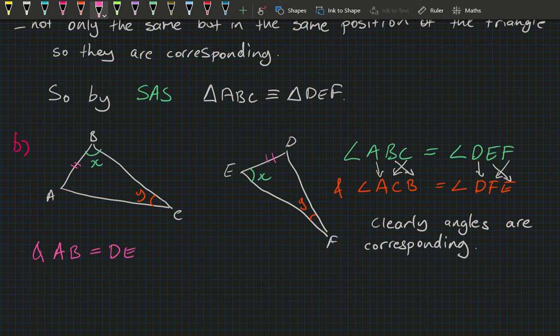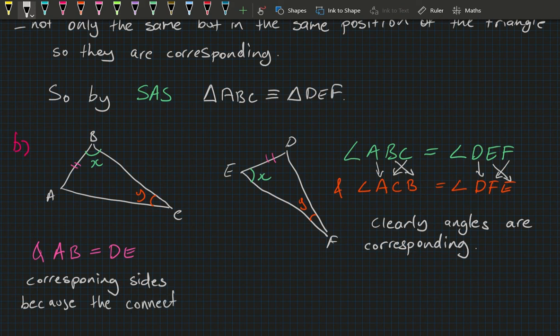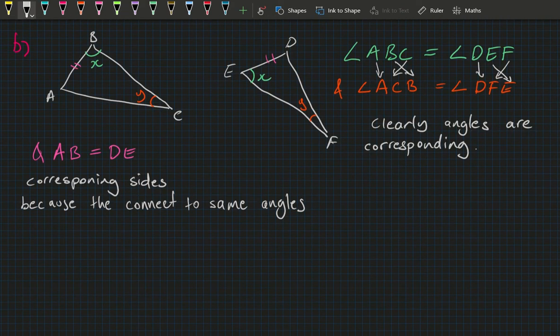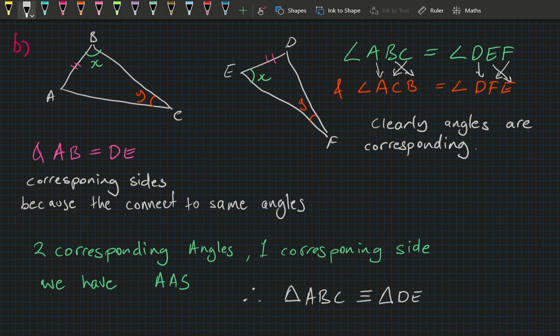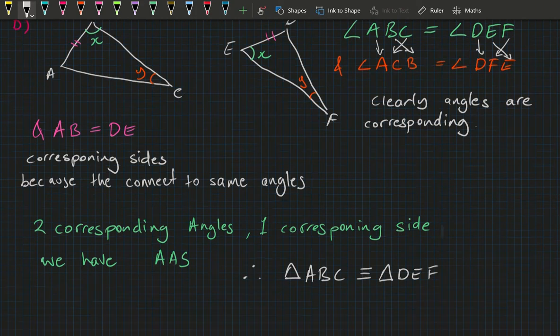Now these side lengths are corresponding because both of them connect to the angle marked X and not to the angle marked Y. So because we have two corresponding angles and a corresponding side length, we have AAS. Anyhow, ABC is congruent to DEF. Alright, that's the end of the example.